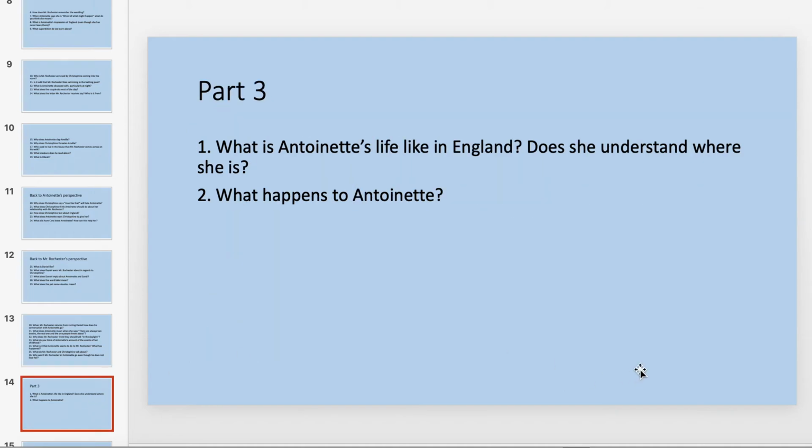So again, if you haven't read all the way up to here, you may want to stop now before we get into spoilers, but otherwise, if you've finished reading Wide Sargasso Sea, feel free to keep going. So 3, what is Antoinette's life like in England? Does she understand where she is? So this is where we catch up to Jane Eyre.